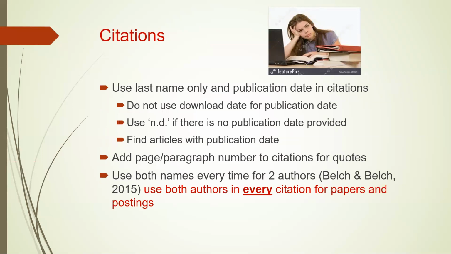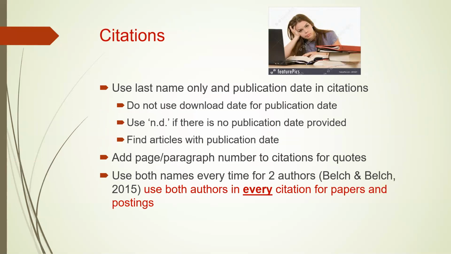Citations. Use last name only and publication date in citations. Do not use the download date for the publication date. If no publication date is provided, use N period D period, which stands for no date. It is better if you can find articles that have a publication date, because that way you know it's not an old article. The download date is only used if you're using a retrieved on date. It is not used as the publication date.